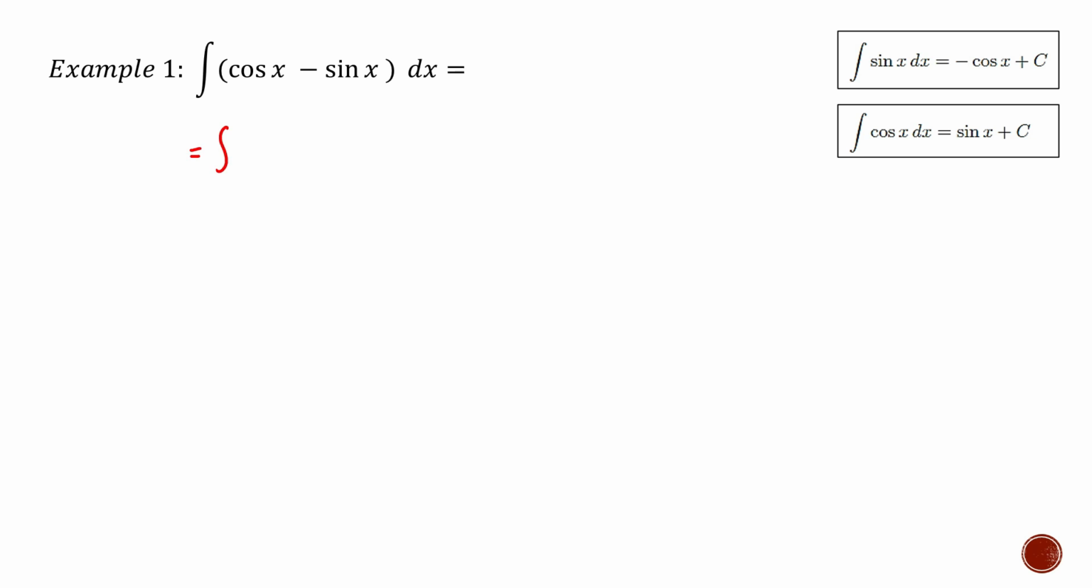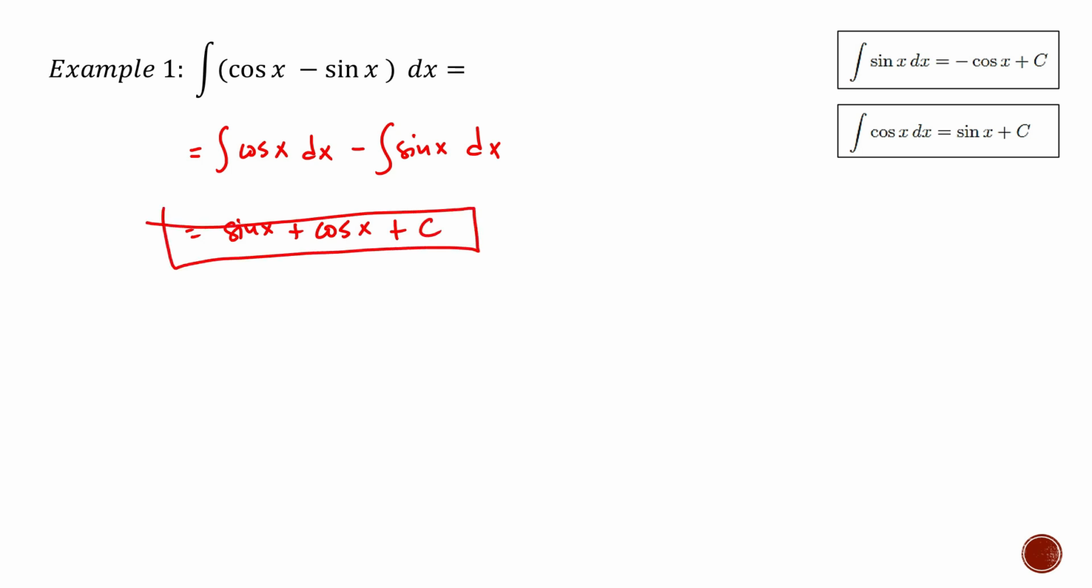This is equal to cosine x dx minus sine x dx. Now, as you can see on the upper right, the antiderivative of cosine x is sine x, and the antiderivative of sine x is negative cosine x. But we have a minus sign here, so that's minus negative cosine x. That negates each other, which means this is going to be positive cosine x plus c. There you go, that's our number one.